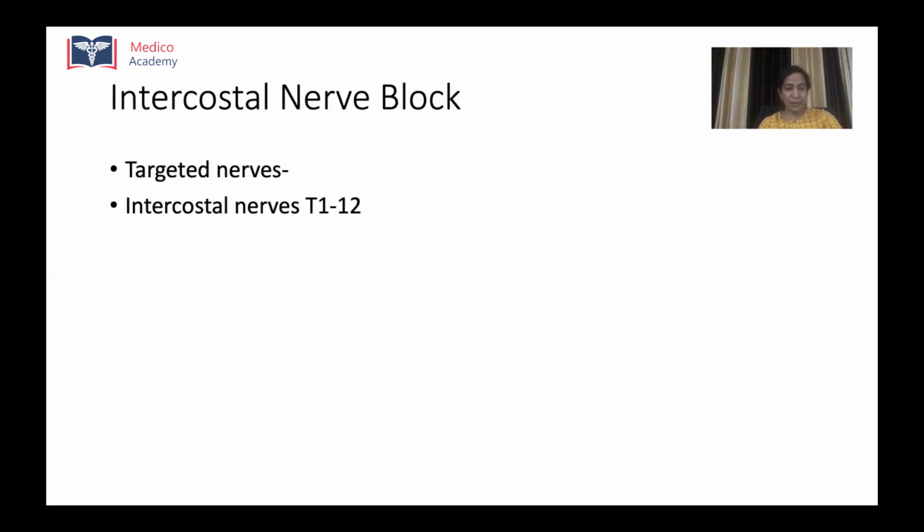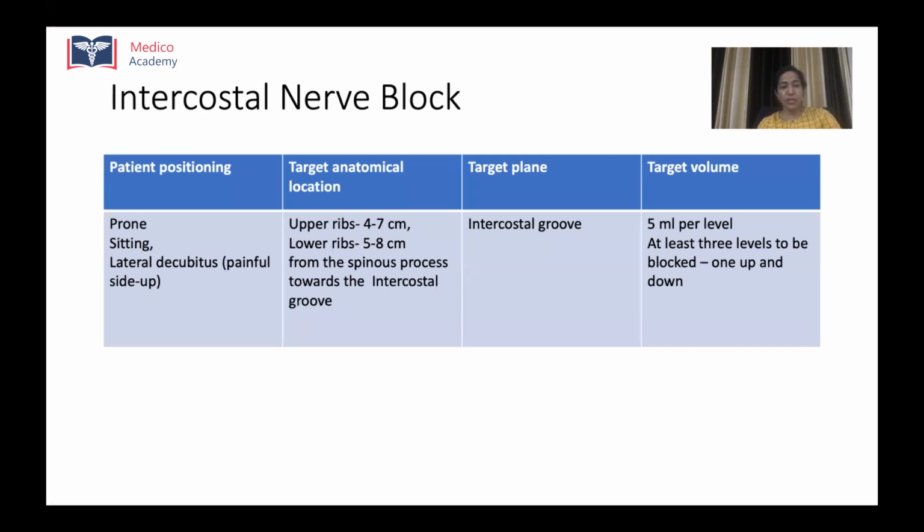Coming to the intercostal nerve block, the intercostal nerve blocks target the intercostal nerves from T1 to T12. The patient positioning can be prone, sitting, or lateral decubitus with the painful side up. The targeted anatomical locations should be in the upper ribs about 4 to 7 centimeters from the spinous process, and then the lower ribs 5 to 8 centimeters from the spinous process, towards the intercostal groove. So the target plane is the intercostal groove, and you have to give 5 ml of the solution per level.